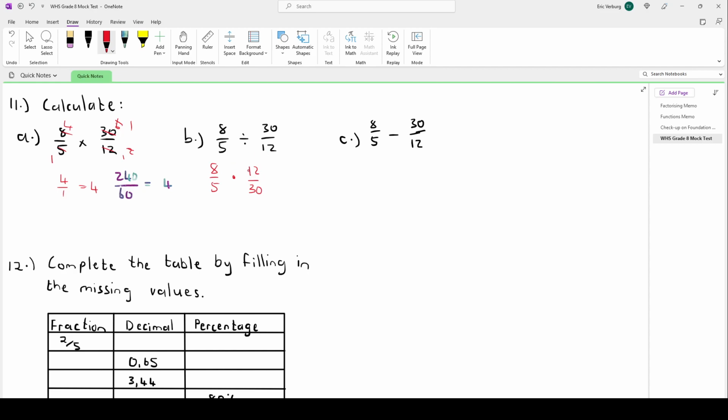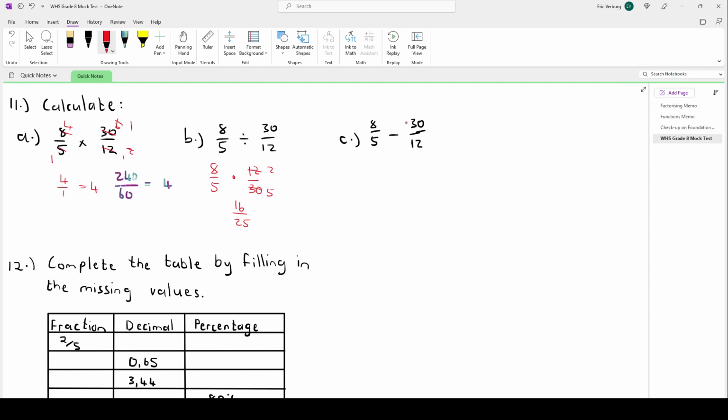So I'm going to divide both of these by 6 to give me 5 and 2. And then I'm just going to multiply. So 8 times 2 is 16. 5 times 5 is 25. And that's our answer. And lastly, we've got subtraction here.